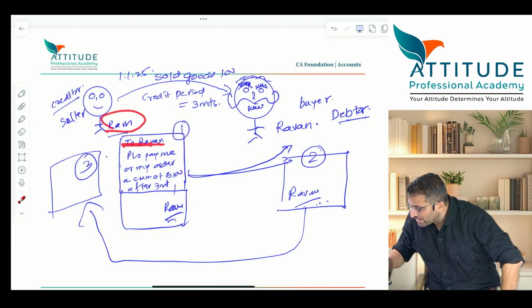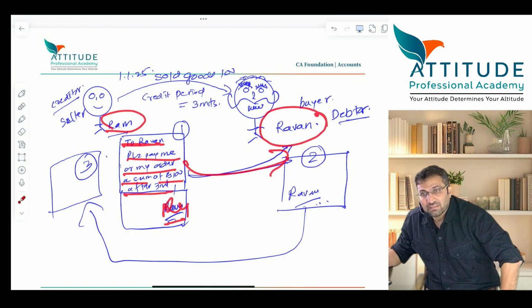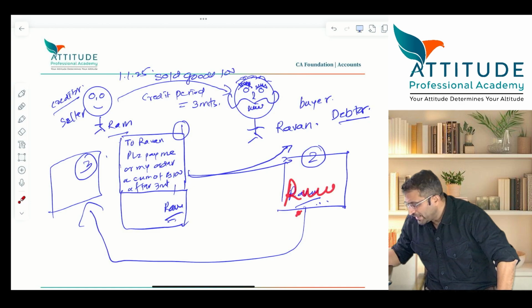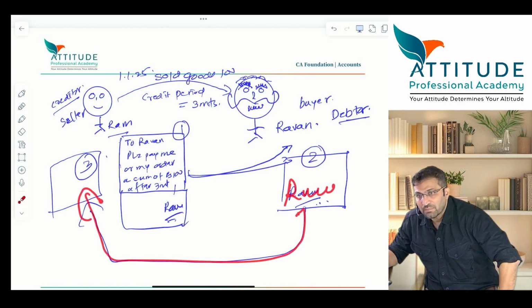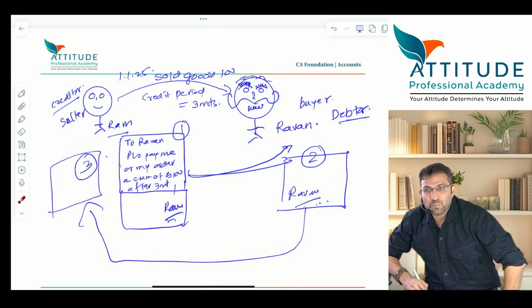Ram writes to Ravan, please pay me or my order a sum of rupees 100, after 3 months. And Ram signs it and gives it to Ravan. Ravan will sign too. Will he keep it or give it back to Ram? Give it back. When Ravan signs and gives it back, this becomes a bill of exchange. Now in the third step it has become a bill of exchange.